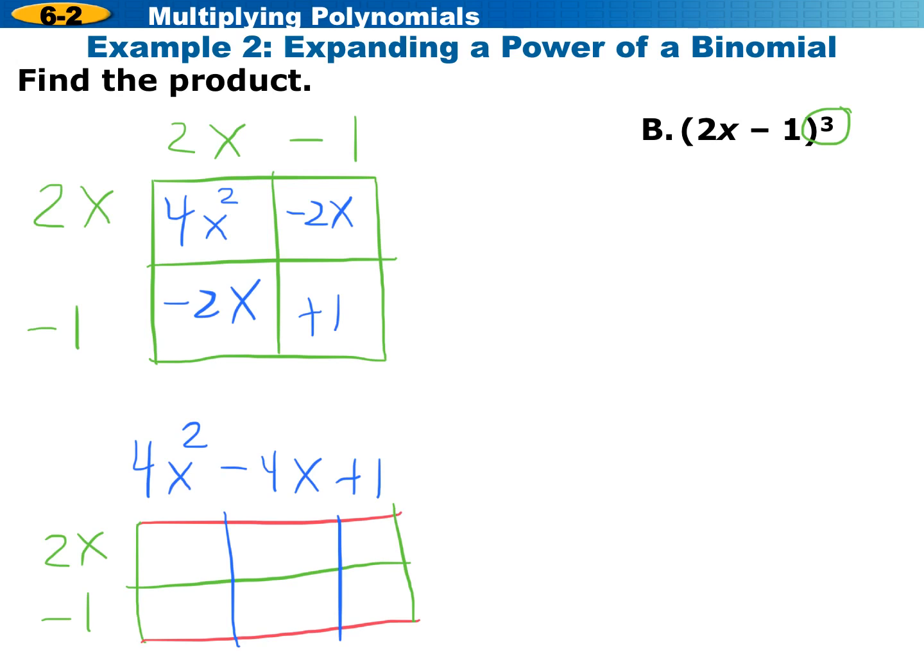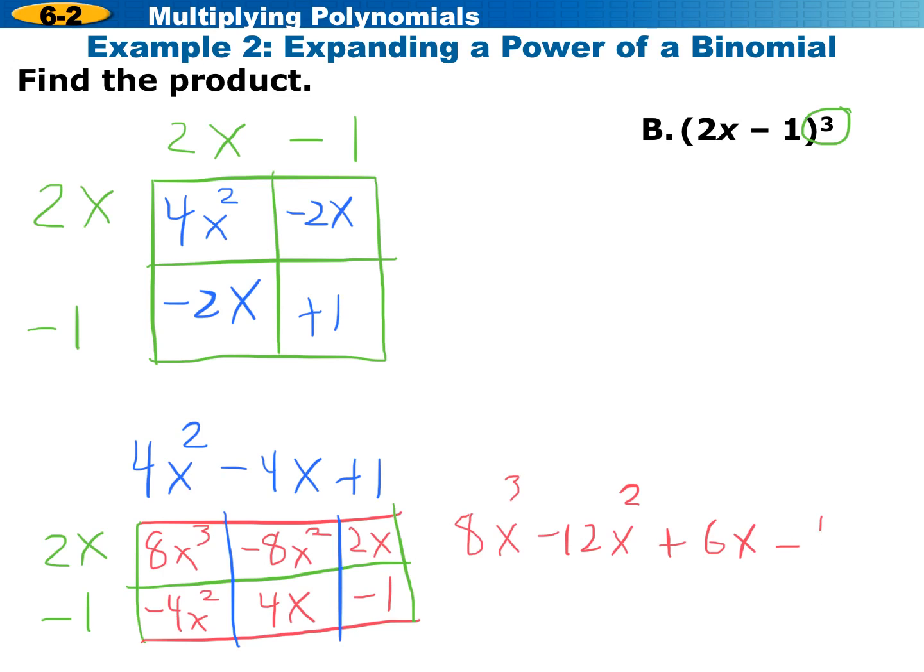2x times 4x squared is 8x to the third. 2x times minus 4x is minus 8x squared. 2x times 1 is 2x. Negative 1 times 4x squared is negative 4x squared. Negative 1 times negative 4x is 4x. Negative 1 times positive 1 is negative 1. Go through, add your like terms, and we end up with 8x to the third minus 12x squared plus 6x minus 1.